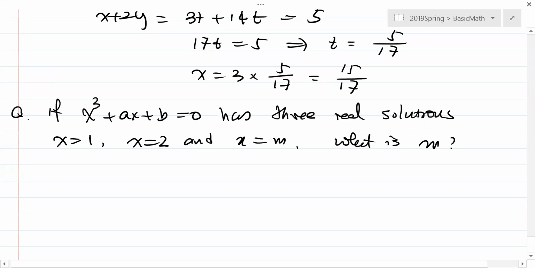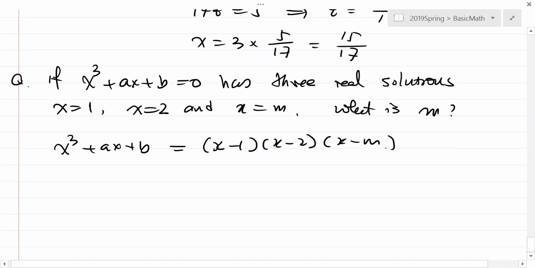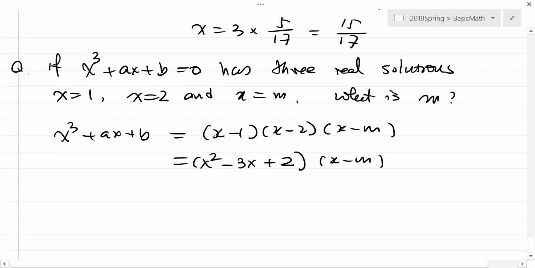I'm going to guess, and then 0. So the idea is that you don't guess. It's x cubed plus ax squared plus b. You have to multiply. It has 3 solutions, right? Then you multiply this out. You get x squared minus x minus 3x plus 2. Then you continue to do the multiplication.